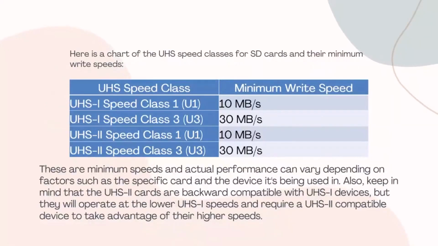And here is a chart of the UHS speed classes for SD cards and their minimum write speeds. These are minimum speeds, and actual performance can vary depending upon factors such as the specific card and the device it's being used in. Also, keep in mind that the UHS-2 cards are backward compatible with the UHS-1 devices, but they will operate at the lower UHS-1 speeds and require a UHS-2 compatible device to take advantage of their higher speeds.